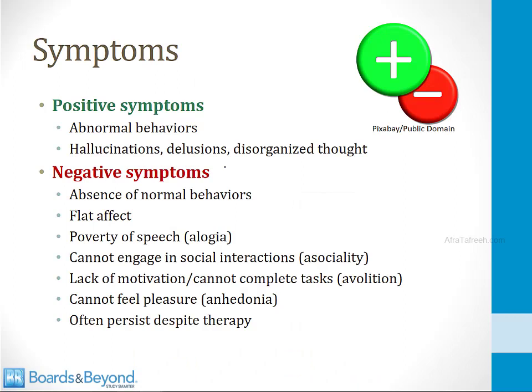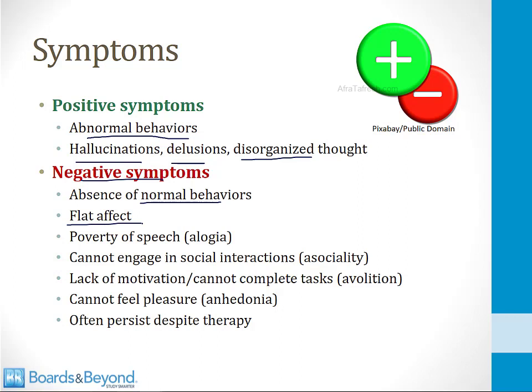You can break the symptoms of schizophrenia up into so-called positive and negative symptoms. So positive symptoms are abnormal behaviors. They're behaviors that should not be there but are present. And these are most of the psychotic features of the disorder, things like hallucinations, delusions, and disorganized thought. The negative symptoms, on the other hand, are the absence of normal behaviors. So for example, many patients with schizophrenia have a flat affect. Their face lacks the normal expressions that a person has when they're talking or displaying emotion.